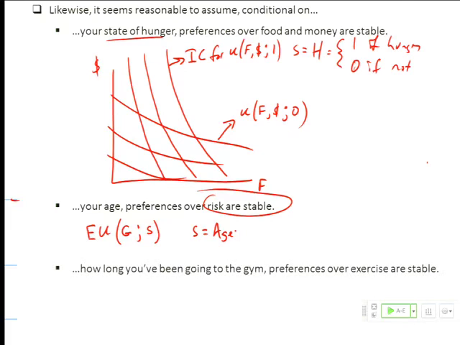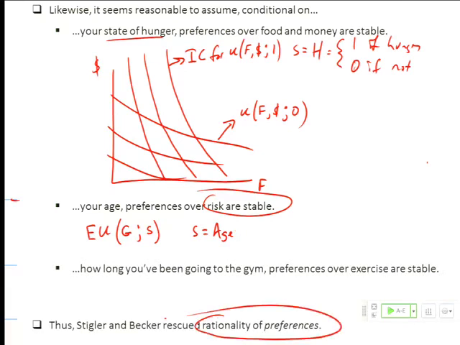How long you've been going to the gym, etc. So all kinds of ideas. These guys rescued rationality of preferences in a way that I think makes a lot of sense. I think it was an important contribution, and I don't think there's any problem with that on its face.